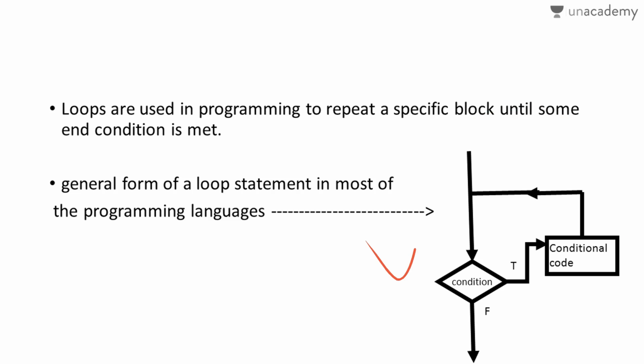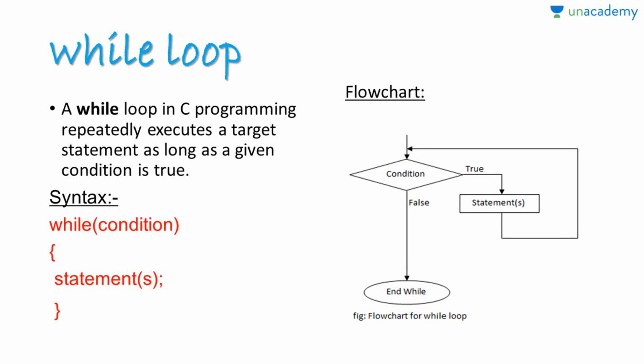We evaluate a condition. If it is true, execute the statements, move back to checking the condition. If it is true, again the process is repeated. But if the condition is evaluated to be false, then it comes out of the loop and the next first statement after the loop is executed. So first we learn about the while loop.